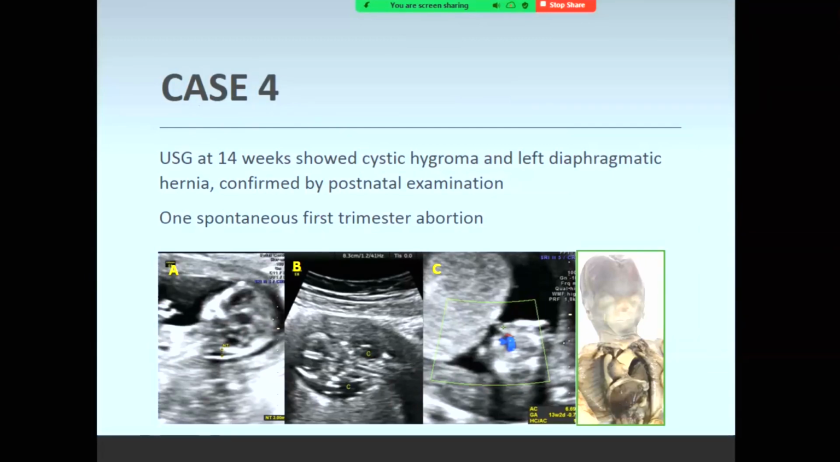Now, this case: at 14 weeks, the fetus had cystic hygroma and left diaphragmatic hernia, which was also confirmed on postnatal examination, and there is a history of spontaneous first trimester abortion. So, which investigation would you like to do?